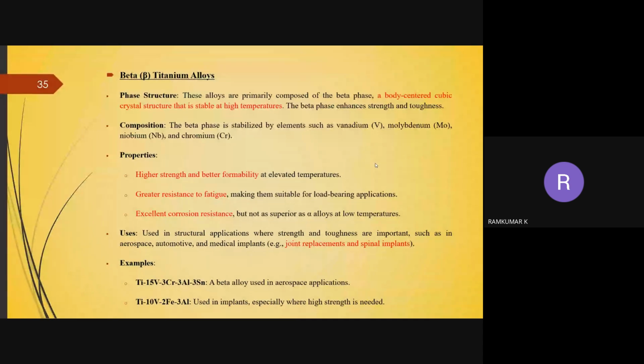The next one is beta titanium alloys. Beta titanium alloys are primarily composed of body-centered cubic crystals. Here, elements such as vanadium, molybdenum, niobium, and chromium are also available in these materials. Its properties are higher strength and better formability. It has greater resistance to fatigue, that is, it has better capacity for load bearing applications. Since beta type titanium alloys are used the most in orthopedics, the main uses are also in aerospace, automotive, and medical implants. So these are the examples of beta titanium alloys.